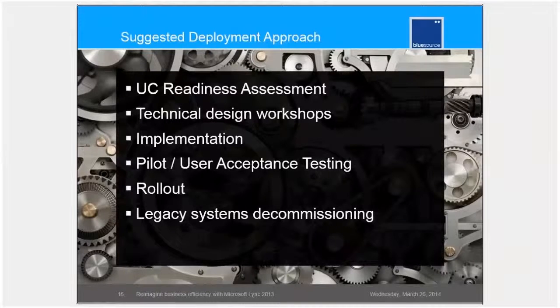Once we go through the user acceptance testing, we'll typically have a pilot review, and then we'll start planning the actual rollout. Now, it might be that if it's a 100 user system, you're going to roll that out fairly quickly. If it's 10,000 users, there's going to be a bit more planning involved. Once you're through the rollout, we start looking at legacy systems decommissioning.